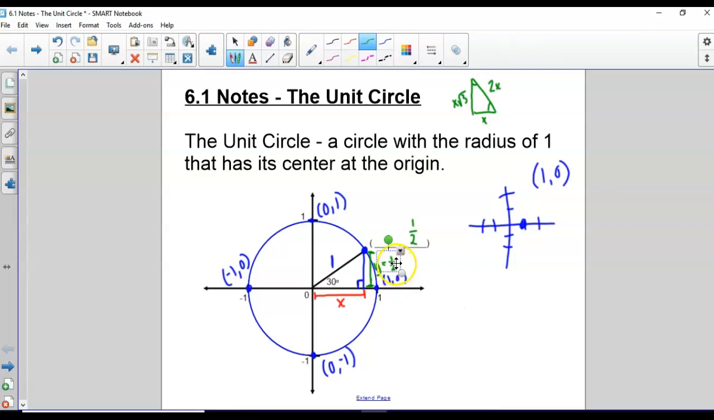And then Spencer, what do we have to do to get the x? What do we have to do to get that longer leg of that 30, 60, 90 triangle? Times the square root of 3. So if I'm doing 1/2 times the square root of 3, that's like square root of 3 over 1, and so that's going to give me square root of 3 over 2. So I get that square root of 3 over 2.